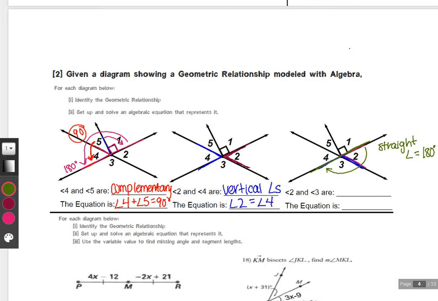So the special relationship for that can fall under two names. We have a linear pair and supplementary angles. They're a linear pair because they're a pair of angles that form a straight line. They're supplementary because they add to 180. So the equation is just that. So I have angle 2 plus angle 3 equals 180.